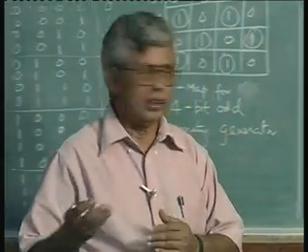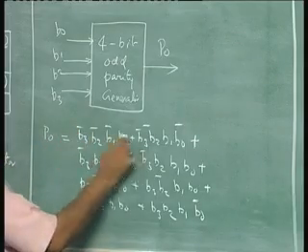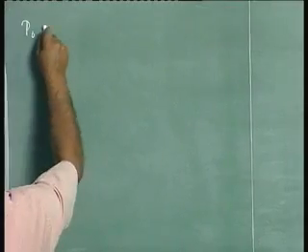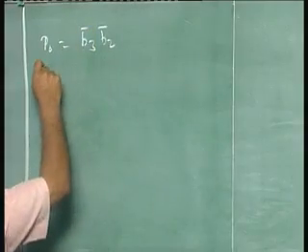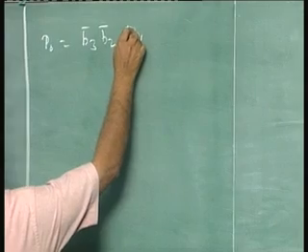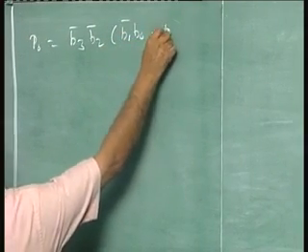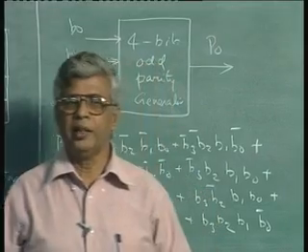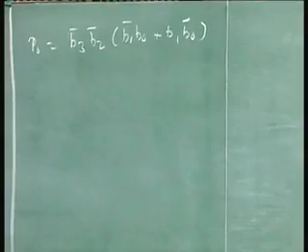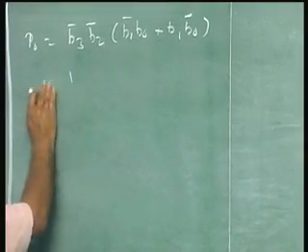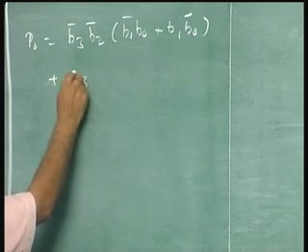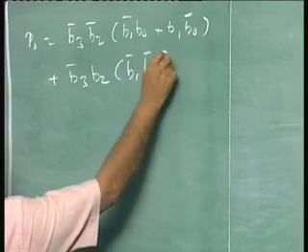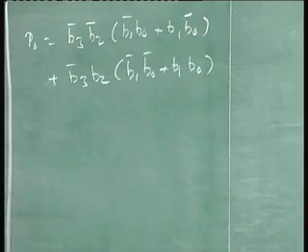As you can look at the pattern, you can simplify this. This is common, so I can combine these two terms as B3 bar, B2 bar, B1 bar, B0 plus B1, B0 bar. You know that B1 bar, B0 plus B1, B0 bar is exclusive OR, B1 XOR B0. Likewise, you can say this B3 bar, B2, B1 bar, B0, and this is exclusive NOR.